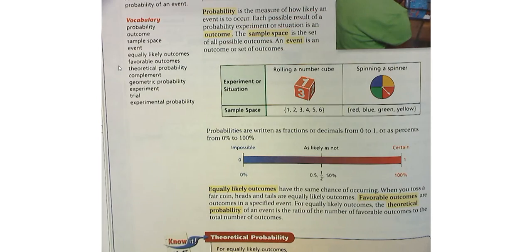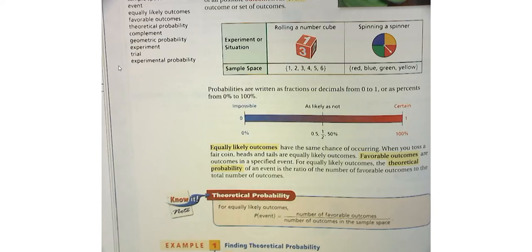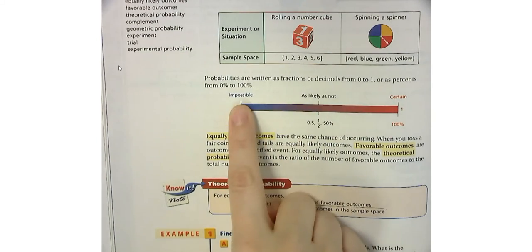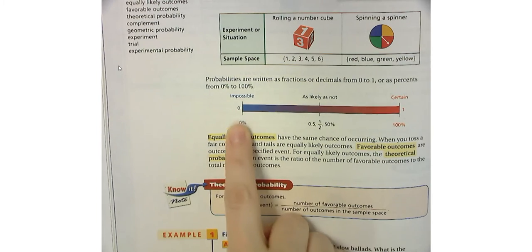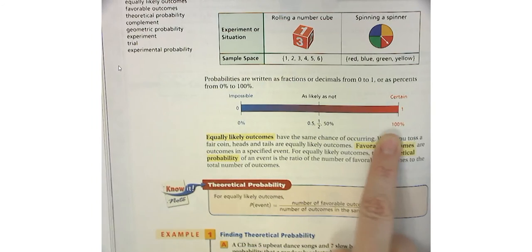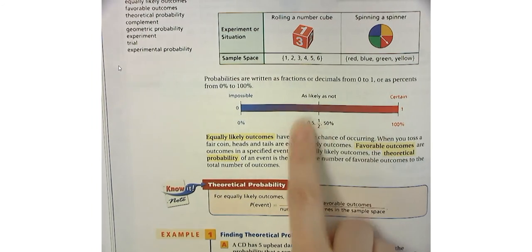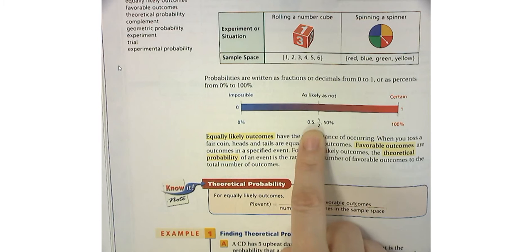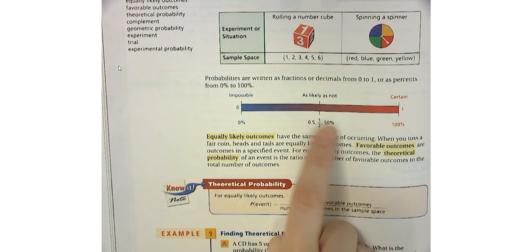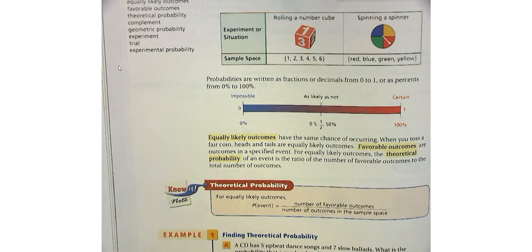Your probabilities can be found on this chart here. If it's impossible, as a decimal, that would be 0 or 0%. If you're certain, that's going to be 1 or 100%. And if it's halfway, they show you 0.5, 1/2, 50%. We'll be writing out these three different formats today: percentage, decimal, and fraction. All right, so theoretical probability.